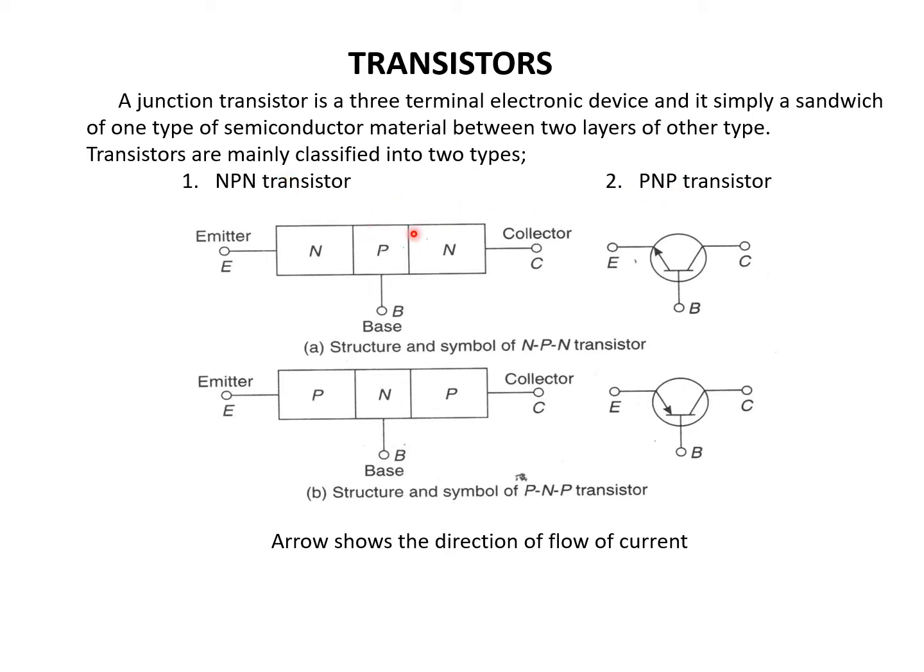Here this is NPN transistor. It has three terminals, emitter, base, collector, and the circuit symbol of NPN transistor is like this. The flow of current from emitter is pointed outside the base. And this is PNP transistor, and this is the circuit symbol of PNP transistor. So here the flow of current is towards the base.